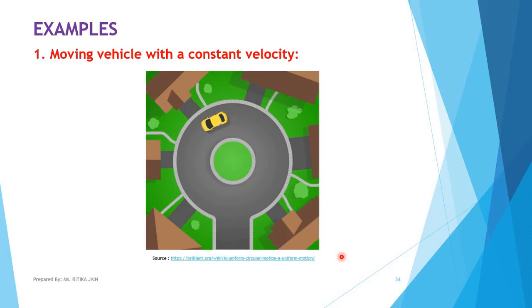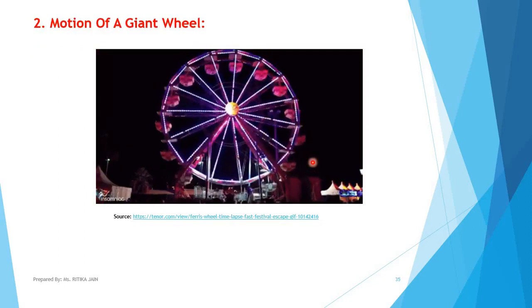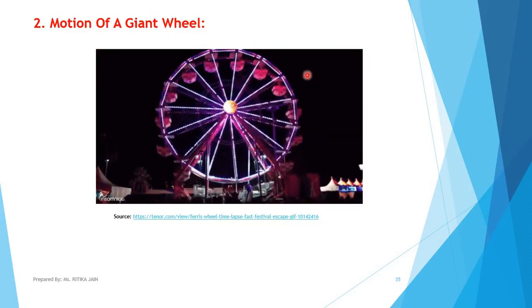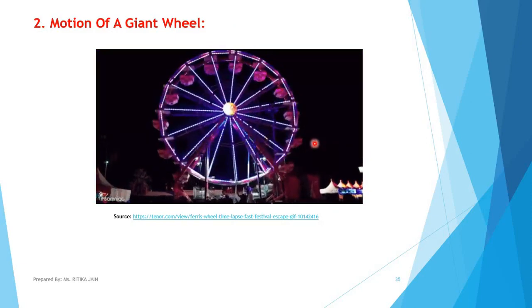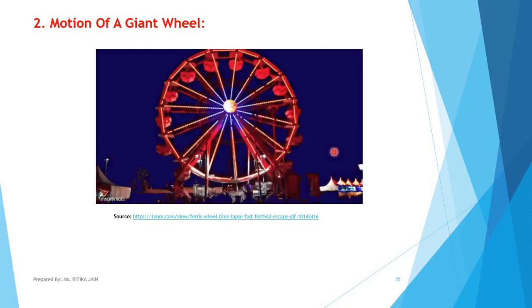Now let's take some examples from our day-to-day life which are based on uniform circular motion. As you can see in this video, a car with constant velocity is moving around a circular track. Continuously, at every instant, the car is changing direction, but the speed is constant, and this type of motion is called accelerated motion. Second example, the motion of a giant wheel. This also works on the same principle of uniform circular motion.